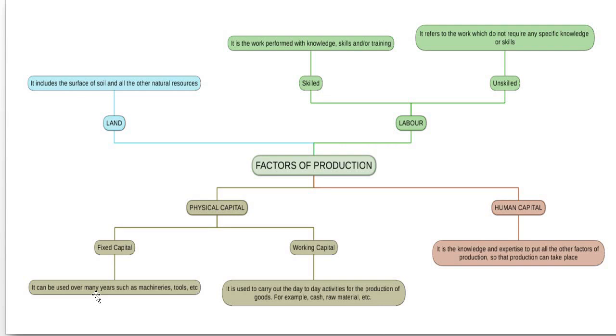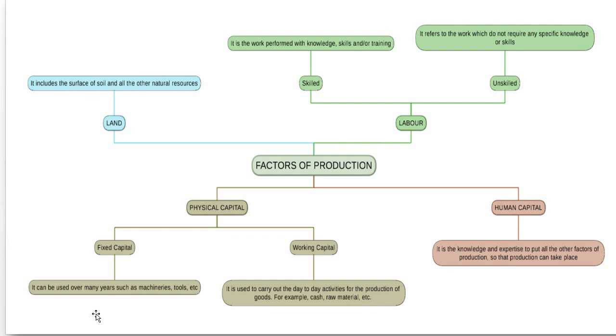The second factor of production is labor. They are of two types, skilled and unskilled. Skilled labor is the work performed with knowledge, skill and or training. Unskilled labor is the work which do not require any specific knowledge or skill. The third factor of production is physical capital. Again, it is of two types, fixed and working.